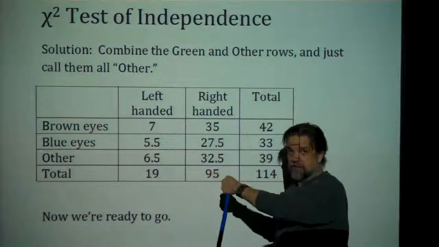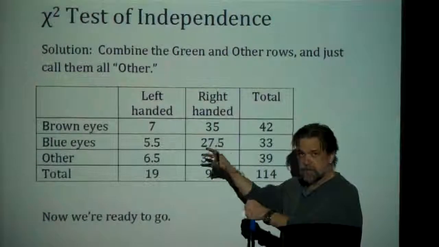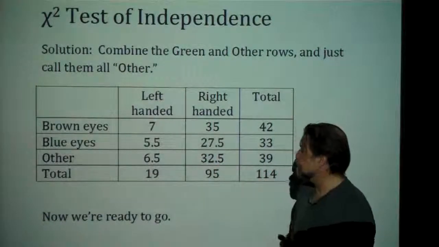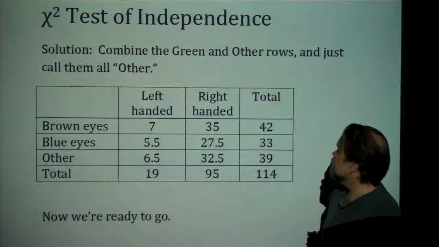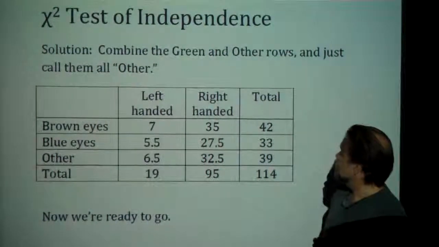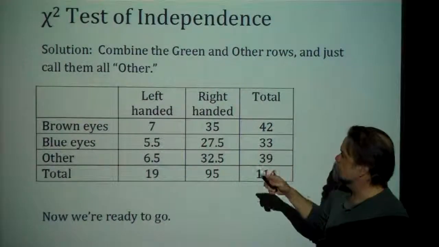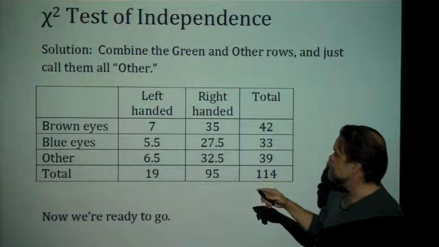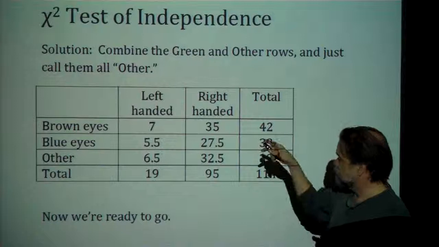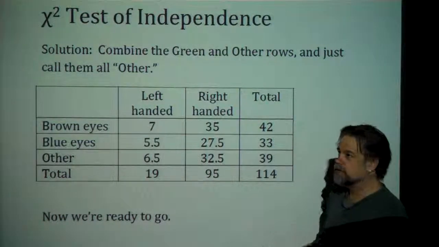You're also going to have to do the same thing with the observed values, right? You're going to have to take the green-eyed people and throw them in with the other category. So just make sure that you do that. Okay, now we are ready to go ahead. I believe that these people were randomly selected, and we're definitely looking at counts here. We're not measuring anything else.